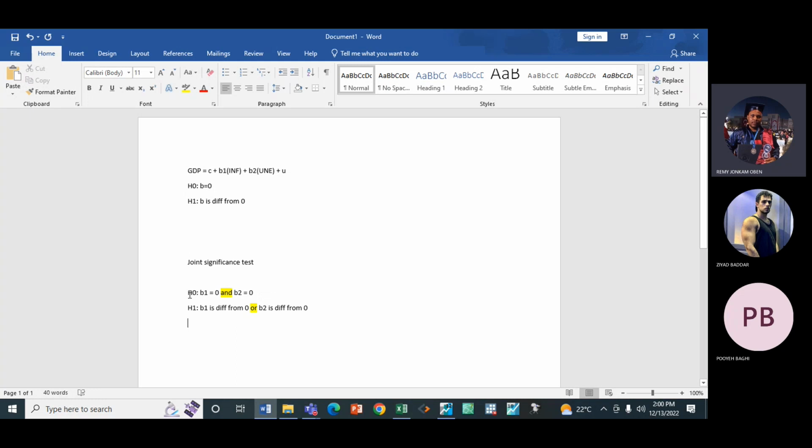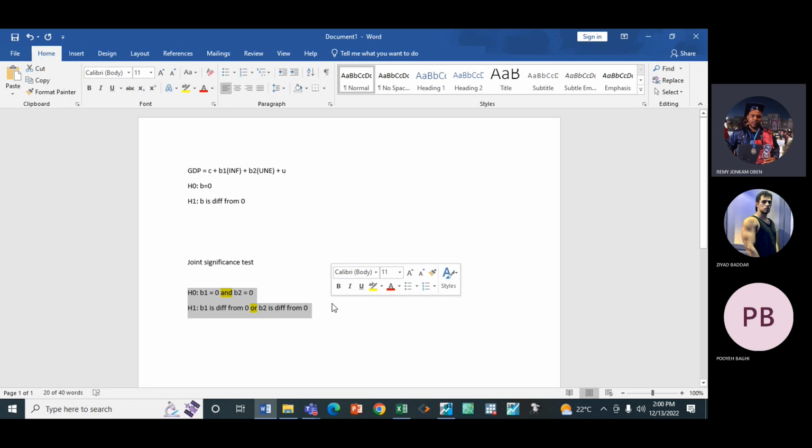So this is how we write the hypotheses for the f-test. The null hypothesis is saying that this coefficient is equal to 0 and this coefficient is equal to 0. Then for the alternative hypothesis, we are saying that this one is different from 0 or this one is different from 0, right? So these are the hypotheses for the f-test.